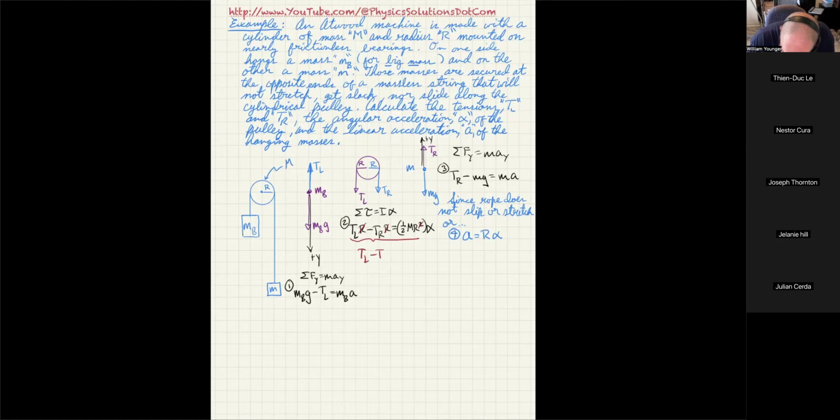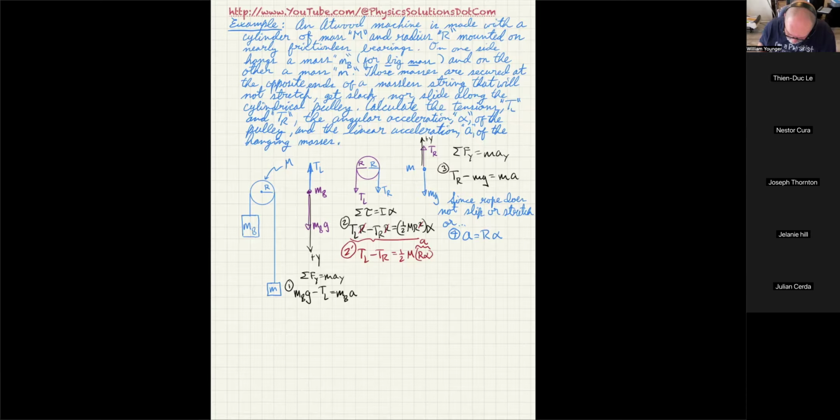TL minus TR is equal to 1 half M times, now R times alpha is just going to be A, so I'll write it as R alpha, but then I'll write this as A, so we'll know what to call that. I'm going to call that equation 2 prime because it looks just like 2 and it came from 2, but now I've got A in it instead of the alpha.